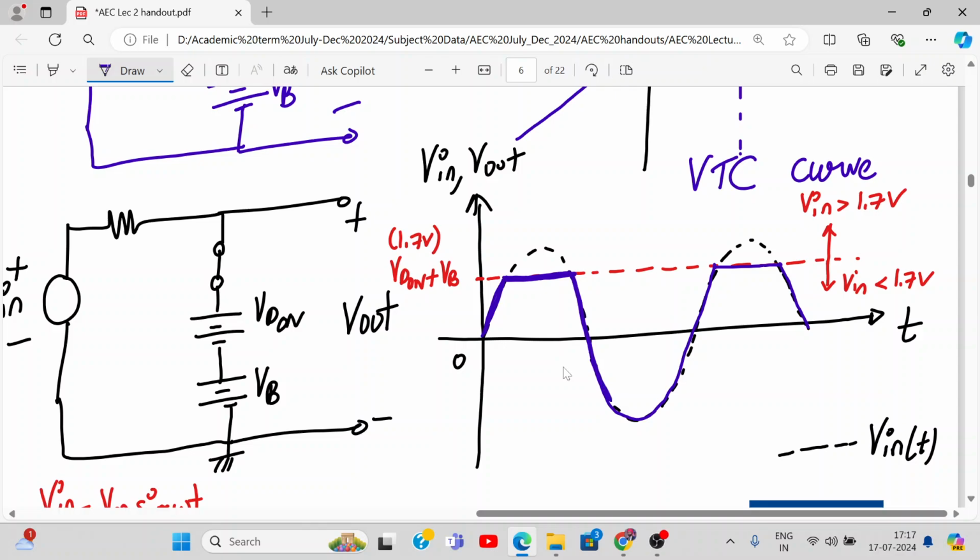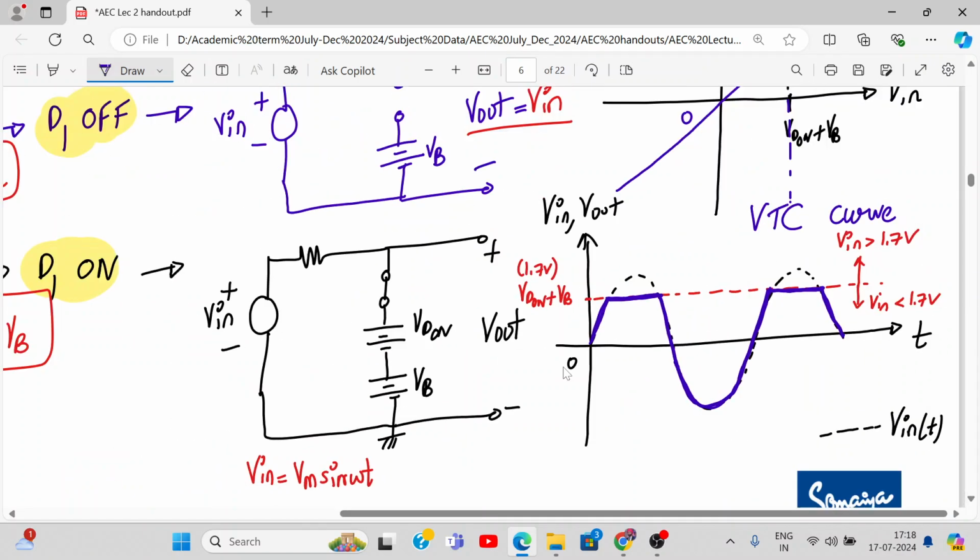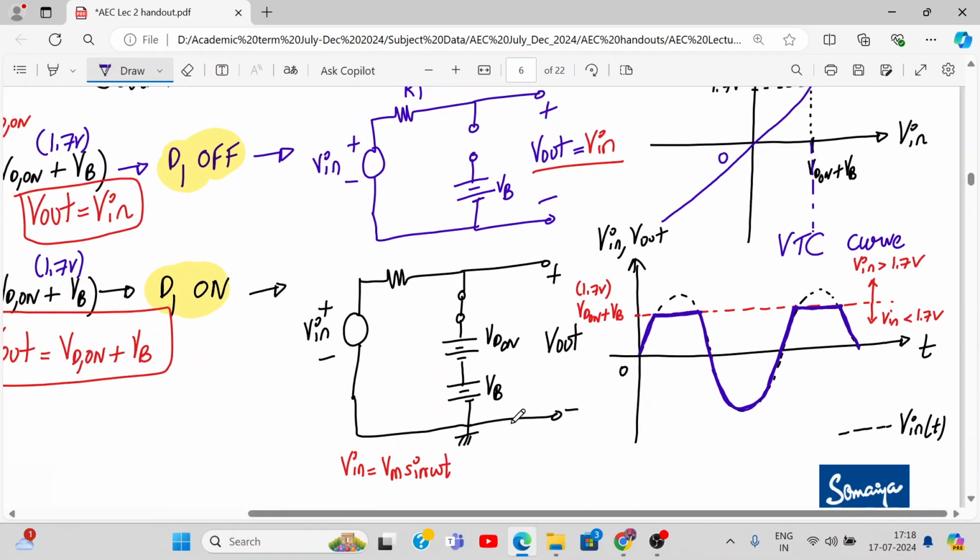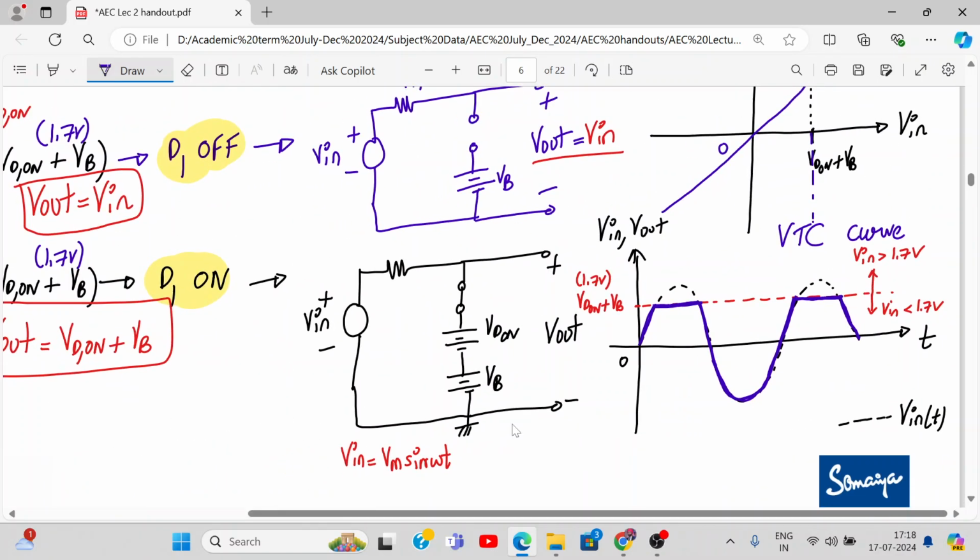So what has happened by adding the battery? The clipping level has changed. Earlier it was 0.7, now it has become 1.7. Example, what I'm telling you. So this is how the waveform will look. Agree? And this is the input output characteristics. So this will be V out of t.